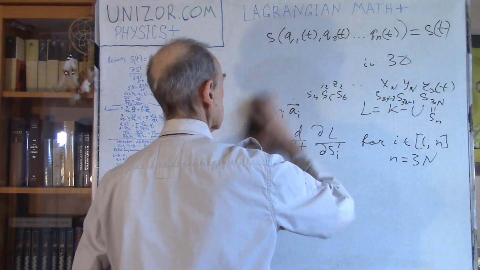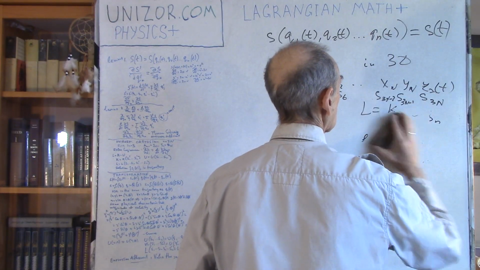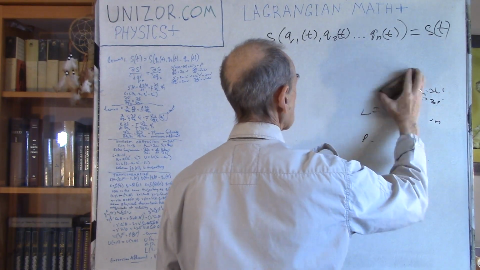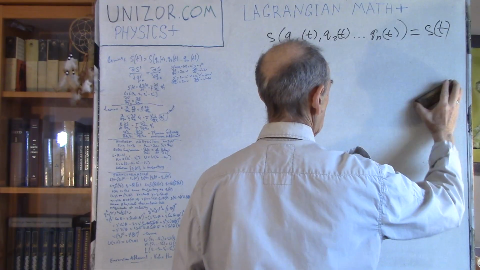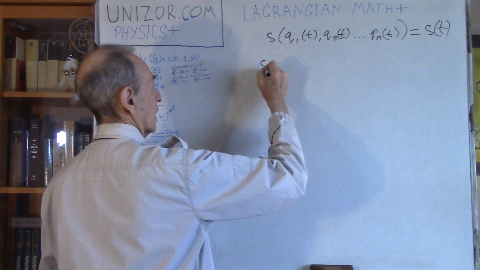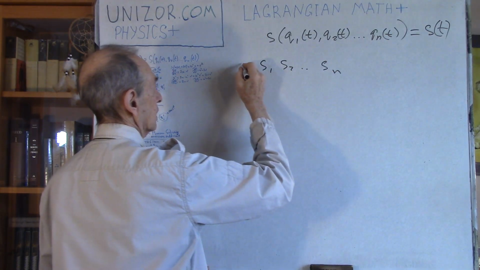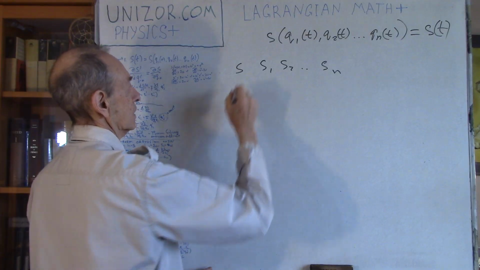And the last but not least of it I would like to discuss today is transformation of coordinates. So let's say you have one set of coordinates, S1, S2, etc., Sn. Let's call it just S without index.